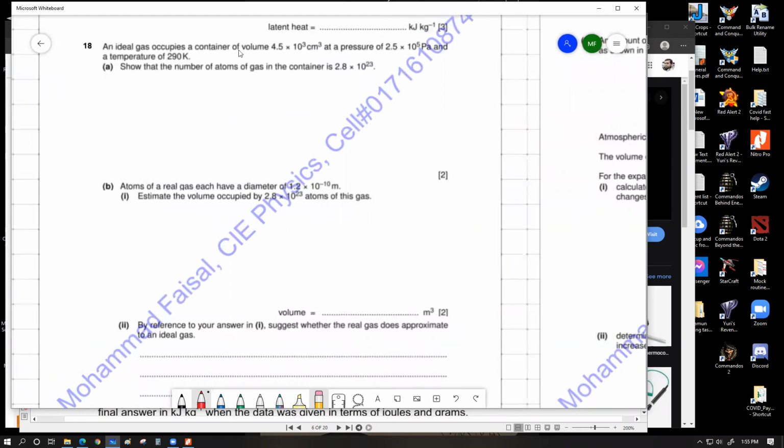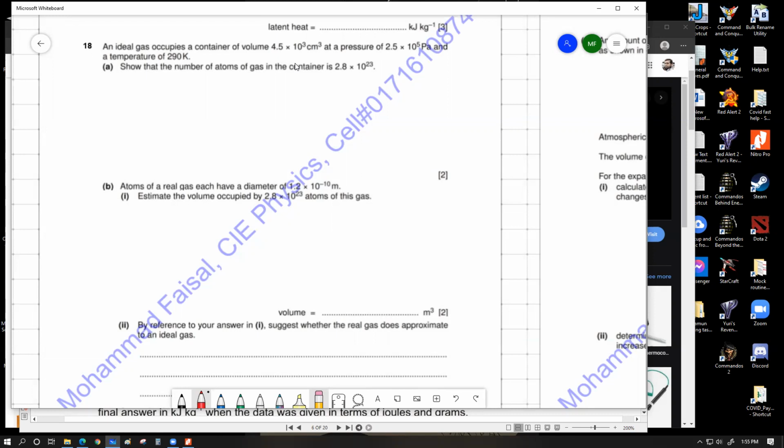An ideal gas occupies a container of volume 4.5 × 10^? cm³ at a pressure of 2.5 × 10^5 Pascal and a temperature of 290 Kelvin. Show that the number of atoms of gas in the container is 2.8 × 10^23. It's pretty simple. Use PV = nRT and then simply convert the mole number with Avogadro's constant, multiplied by that, you get this number.